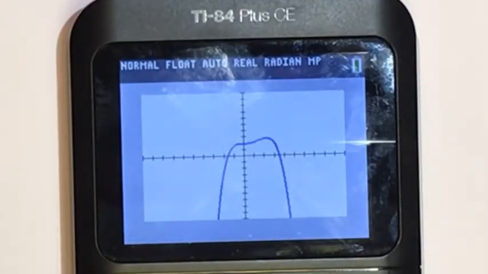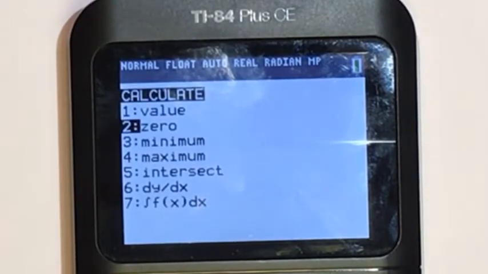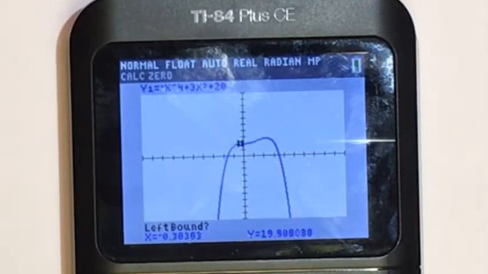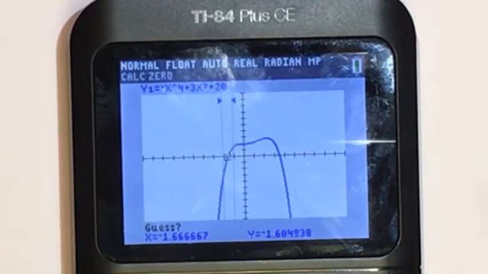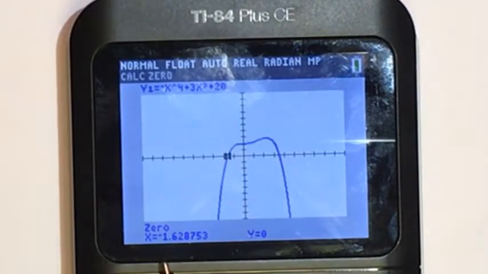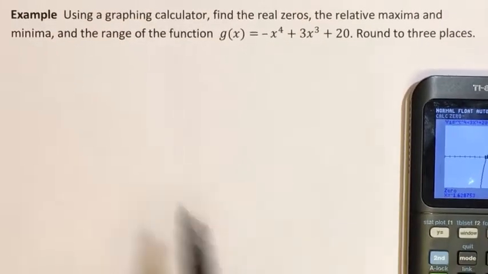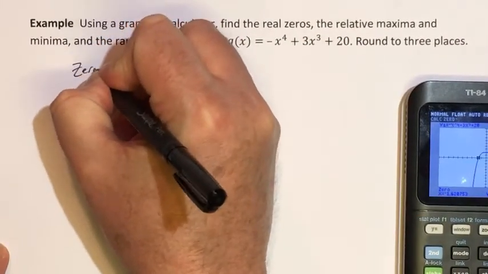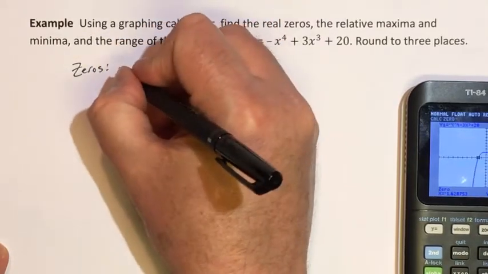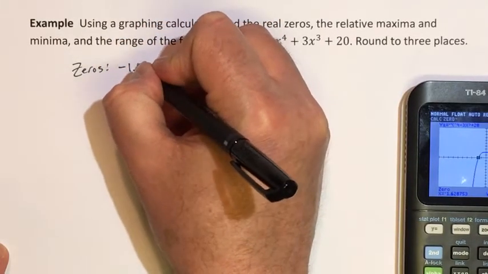So I'm going to use the calc menu. So second and the trace button takes us to calc. We're going to use 0. If you'll remember how this works, the 0 is going to be around in there. So we're going to move to the left a little bit, give it a left bound, move to the right a little bit, give it a right bound, come back and take a guess. And so rounding to 3 places, that is negative 1.629. So one of our zeros is negative 1.629.